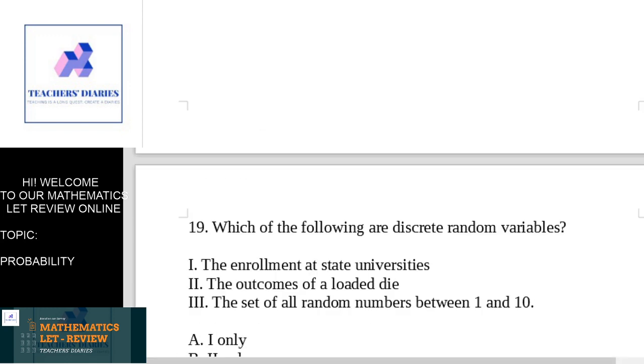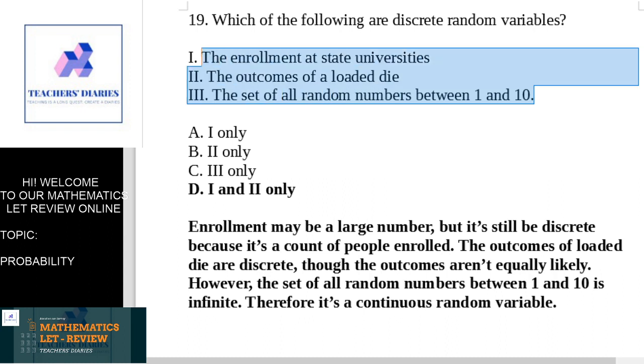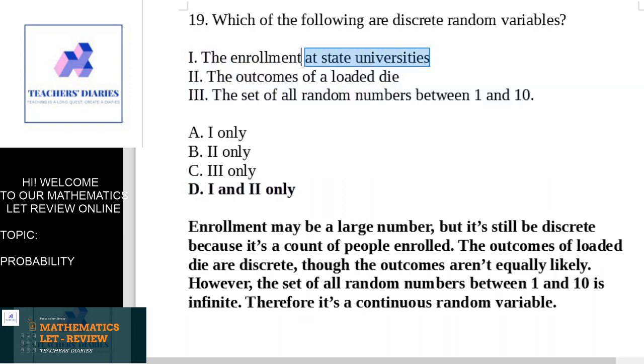Now let's proceed to number 19. Which of the following are discrete random variables? We have three statements here. The correct answer is letter D. The first statement and the second statement only, because enrollment may be a large number, but it's still discrete because it's a count of people enrolled.